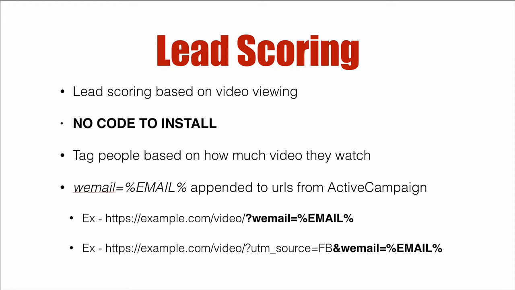And we're going to tag people based on how much video they watch. Wistia is kind enough to send over information. Did they start watching 25, 50, 75, or 100% of the video? And the only thing a little bit out of the ordinary we need to do is when we send an email from ActiveCampaign to a video on either our page or on a Wistia hosted page, we need to include wemail equals %EMAIL% in the URL. That's how we can identify who's watching the video.